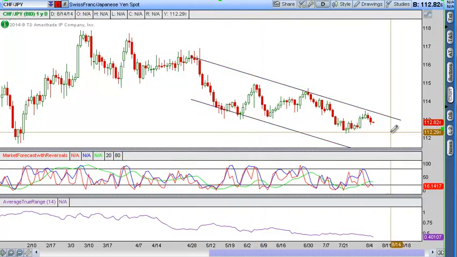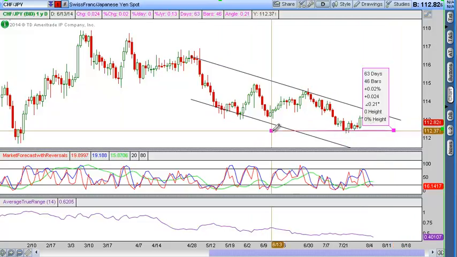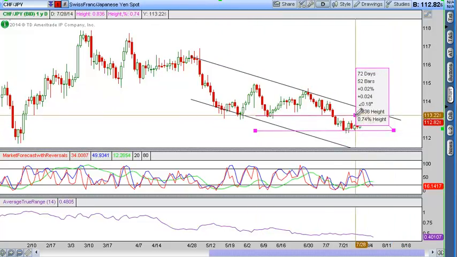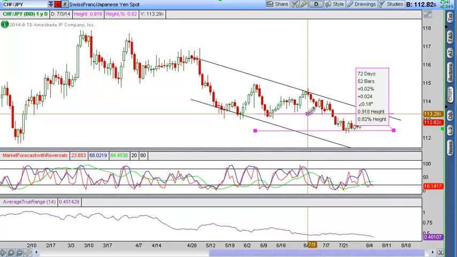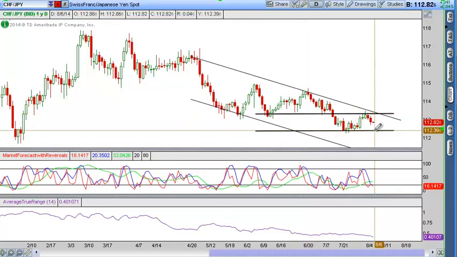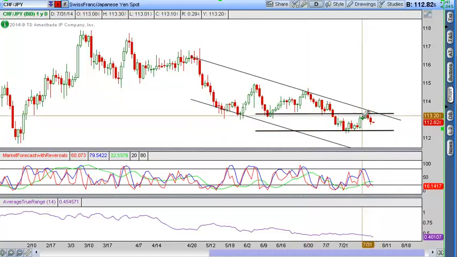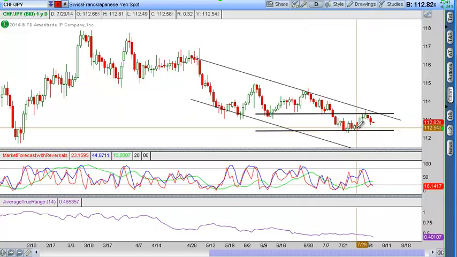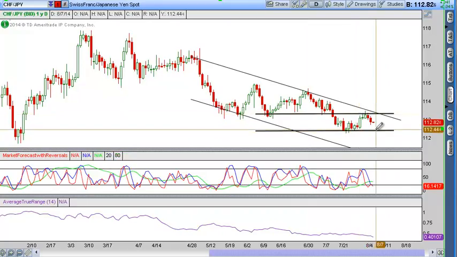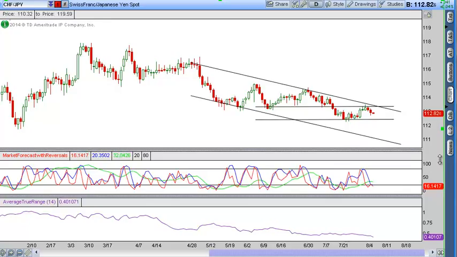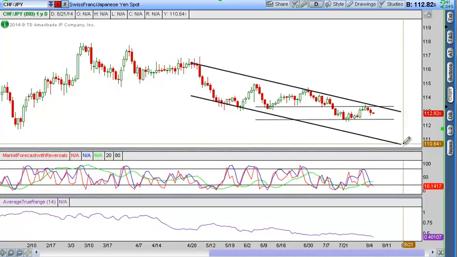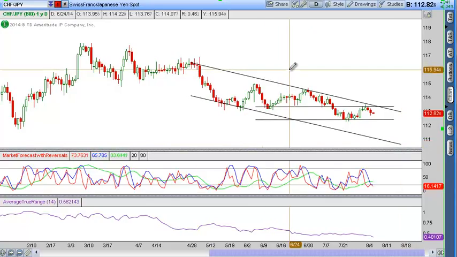Not only should we see it retest the support level near 112, but if we break through there, first target is this small channel. The small channel from 112.20 up to 113.20, that 100 pips should not only push us down to 111.20, but likely down to 110.64 over the near term.